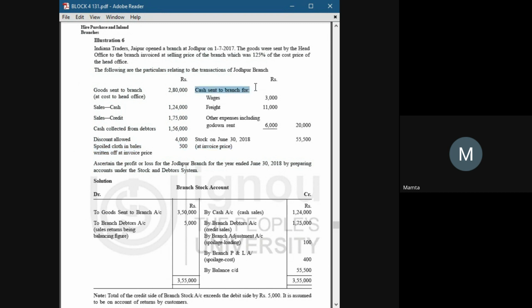Cash sent to branch for wages 3,000. Freight 11,000. Other expenses included godown rent of 6,000, and when you calculate, this amount comes to 20,000. Stock on June 30, 2018, meaning at the end of the year, is 55,500.